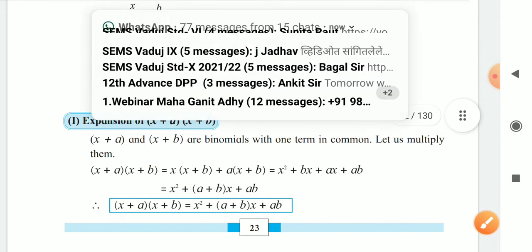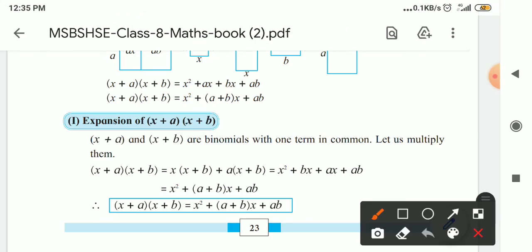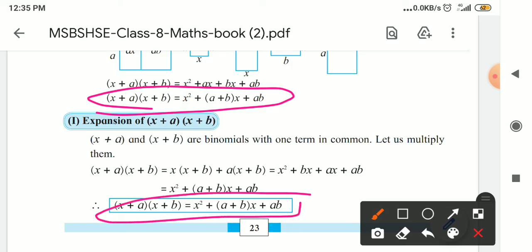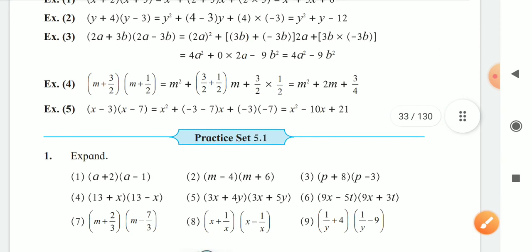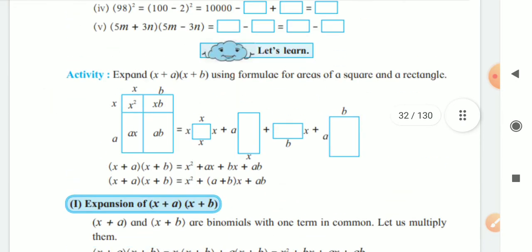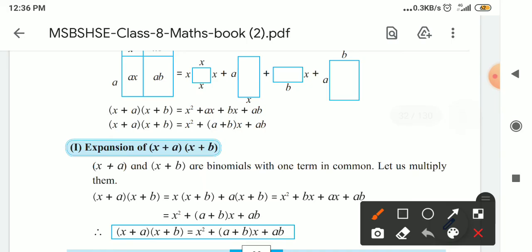So I showed you both methods. The first method is by using the figure, the quadrilateral, and second, this expansion is the same: (x plus a) into (x plus b) is equal to x square plus (a plus b) x plus ab. These are the same formulas and you have to learn this today. Then its application we will see in our next lecture. So today we are going to stop here only. Okay, thank you and have a good day.